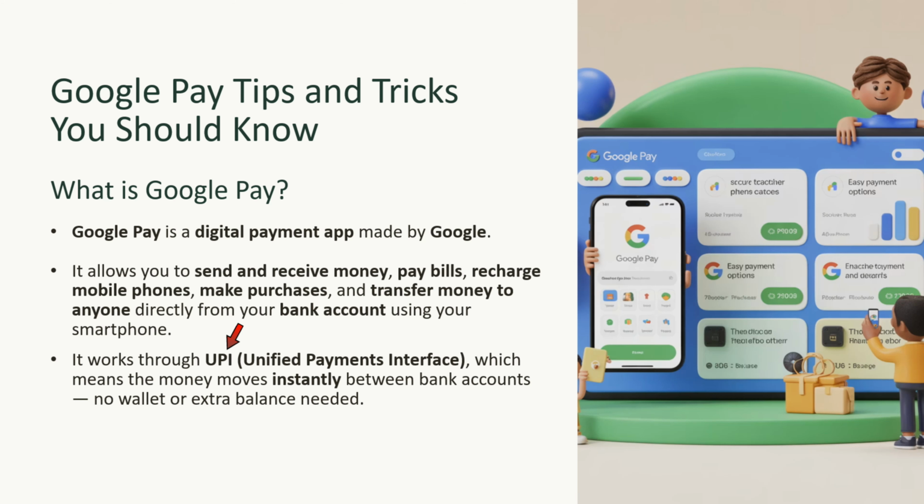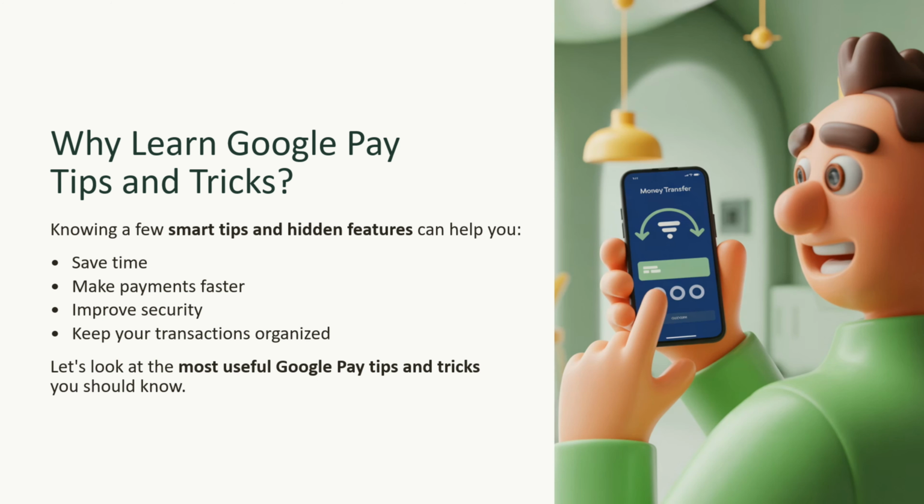Google Pay works through UPI, which means the money moves instantly between bank accounts. No wallet or extra balance is needed. UPI is nothing but Unified Payments Interface. Why do you have to learn Google Pay tips and tricks? If you know a few smart tips and hidden features, they can help you save time, make payments faster, improve security, and keep your transactions organized.